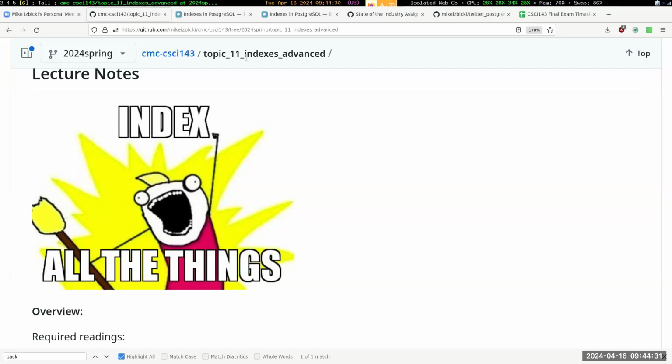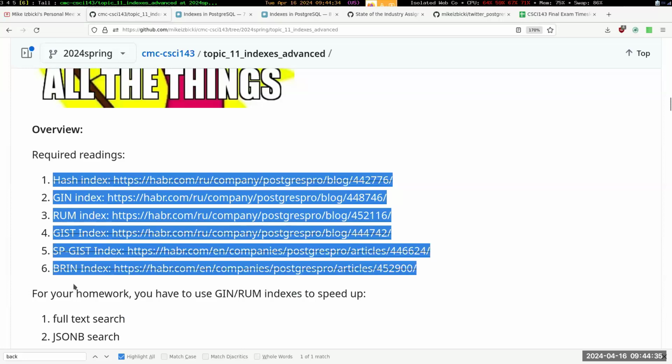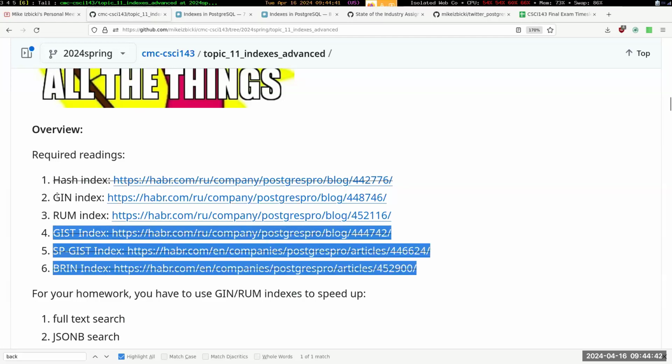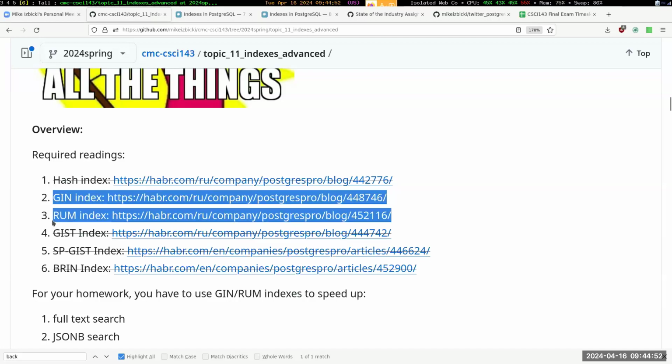But now we're going to think about them not in terms of the B tree, but in terms of other indexes. Originally, I was planning to cover all of the different types of indexes in Postgres, but I've crossed off most of these, so you don't have to think about them. Only the GIN and the RUM index are the things that you'll have to know for the homework and the final exam. And so that is what we will go over today.